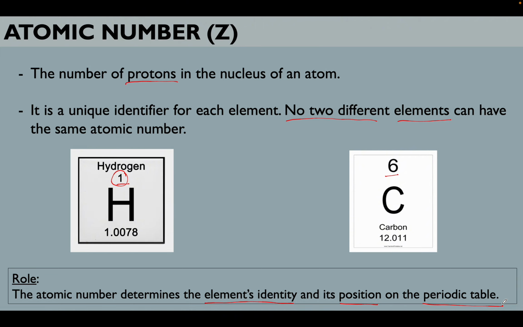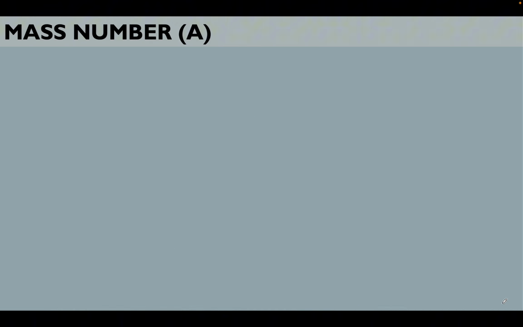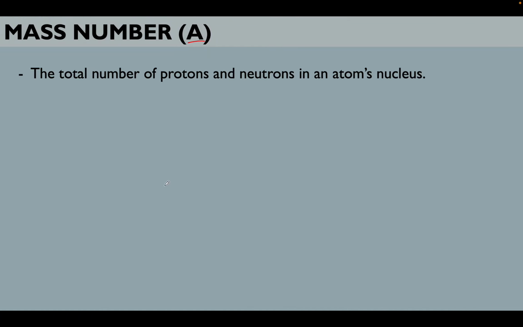Okay. Now let's proceed to the mass number. So we also call that capital letter A. So kung si atomic number is Z, si mass number is A. So what is a mass number? Mass number is the total number of protons and neutrons in an atom's nucleus.